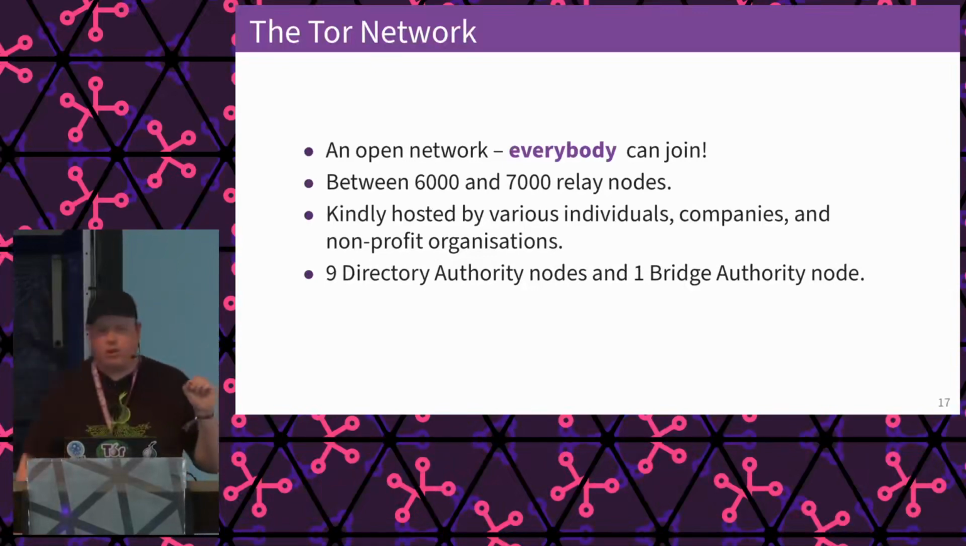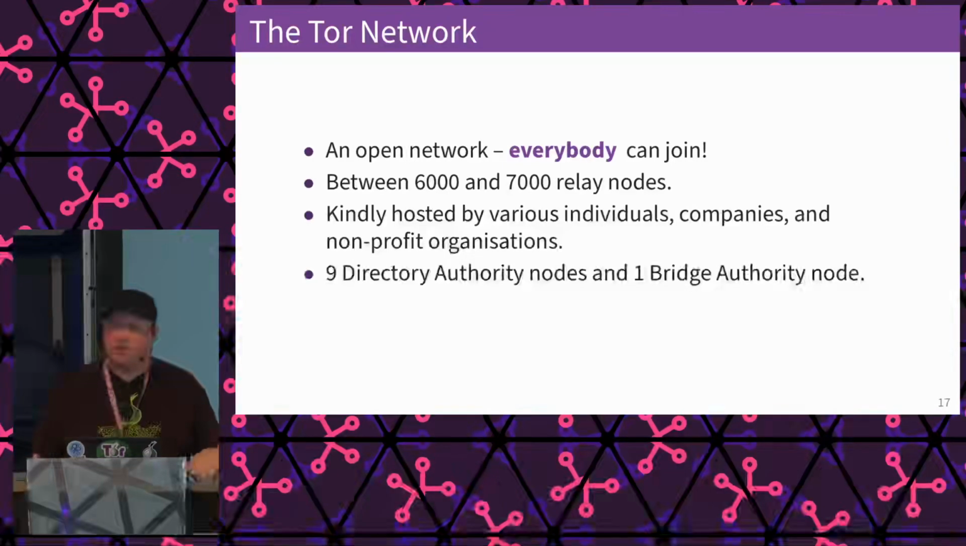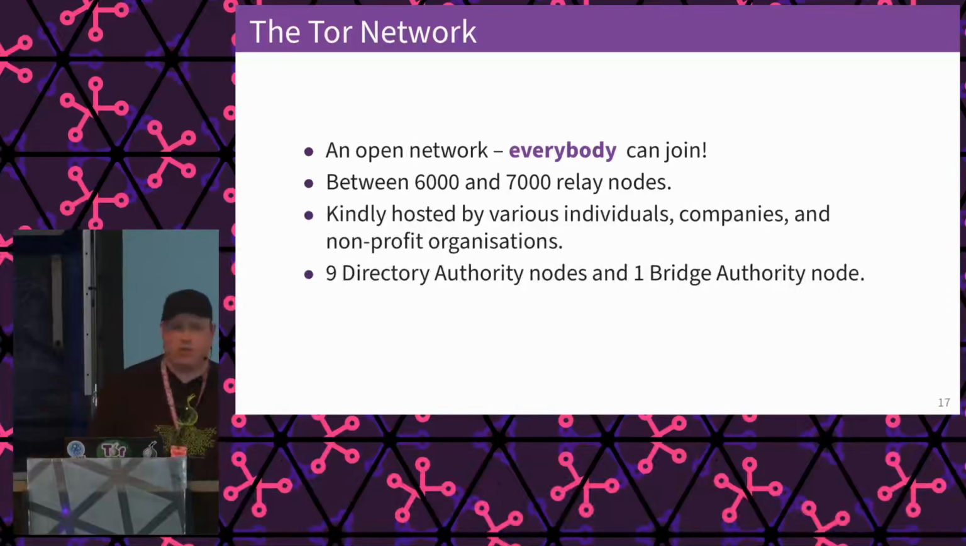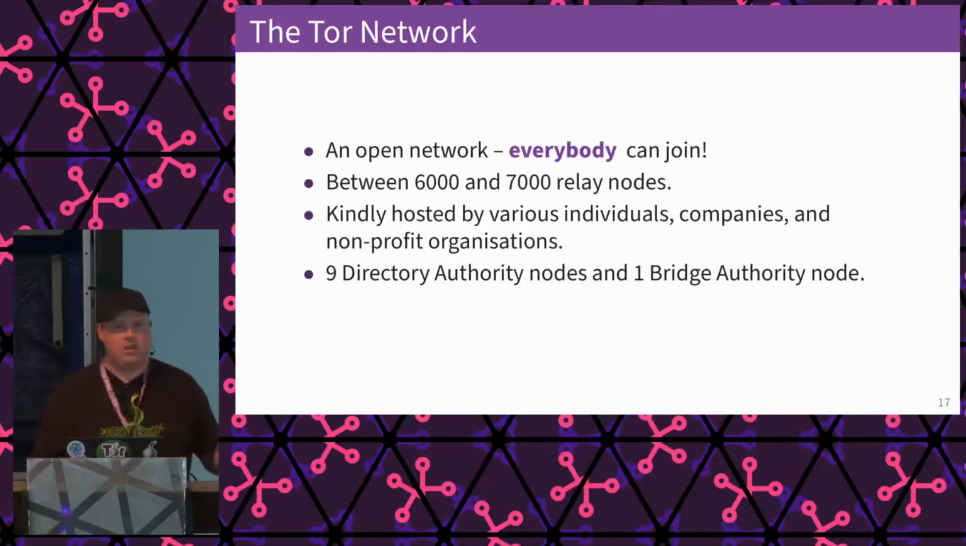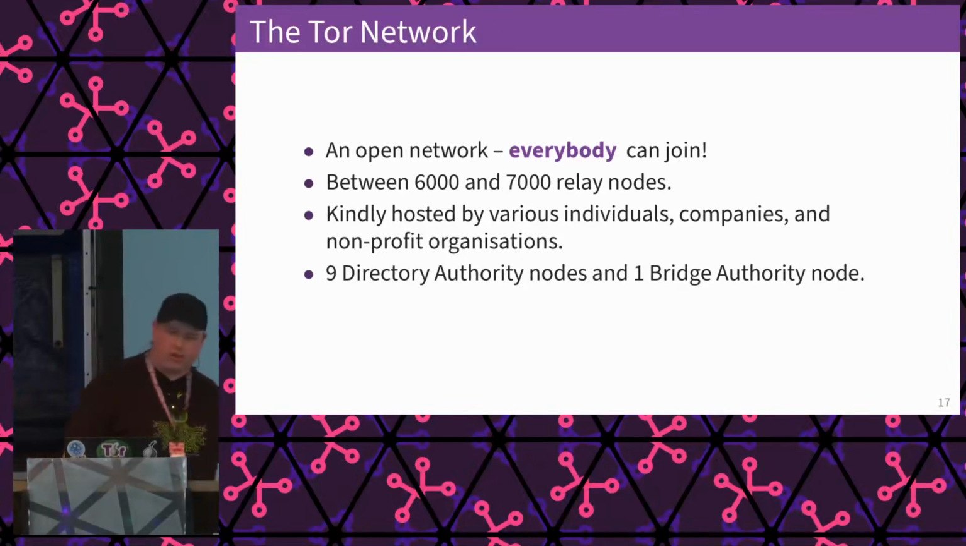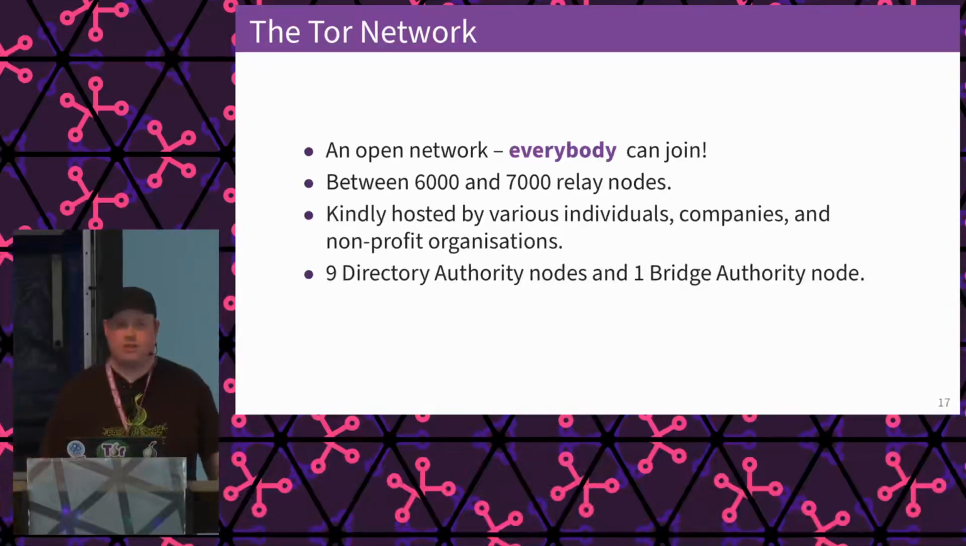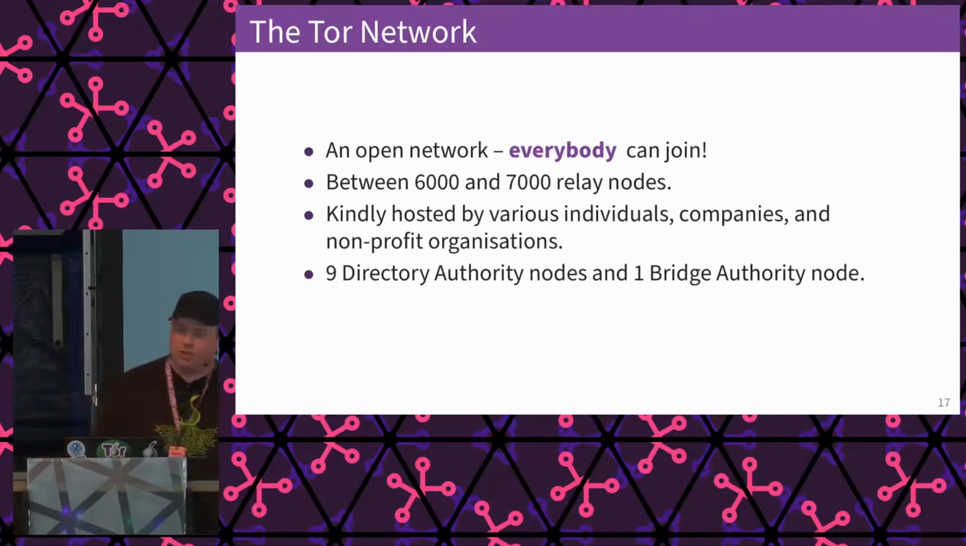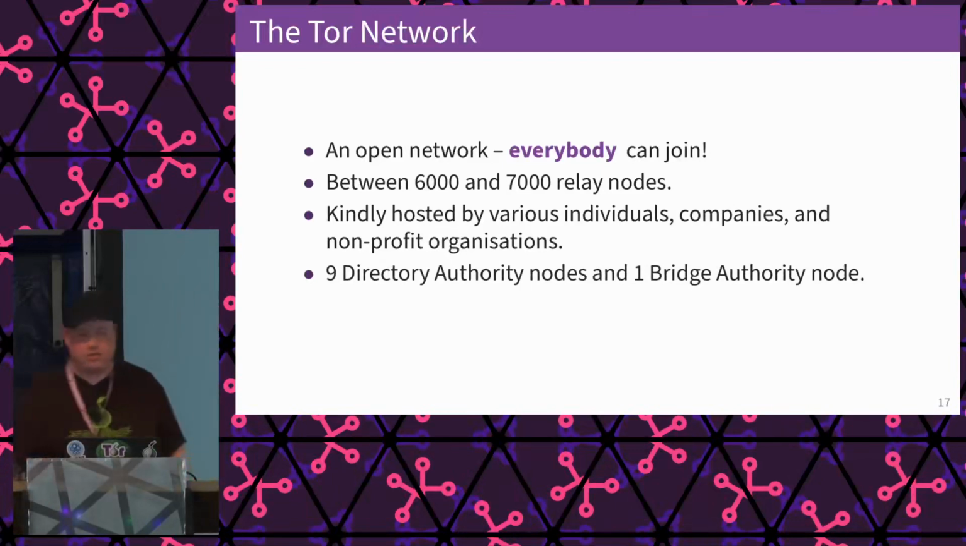We have in the network 9 what we call directory authorities. These are specifically trusted nodes. They are a little bit like a CA in the X509 TLS system. And we also have something called the bridge authority, which is for these non-public bridge nodes that also exist for people in censored areas who are connecting into the network.